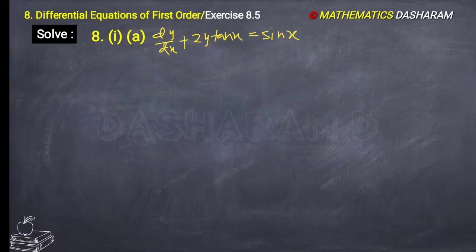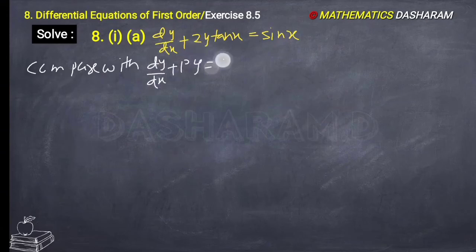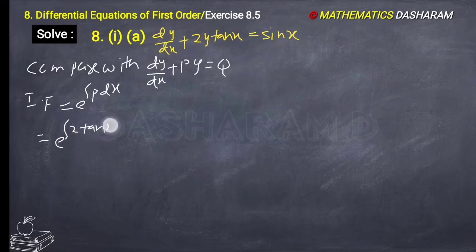8th bit first question, dy by dx plus 2 into y tan x equals to sin x. So let's compare with the standard form, that is dy by dx plus p into y equals to q. Here p value is 2 into tan x, q value is sin x. So then integrating factor equals to e to the power of integration p dx. So e to the power of integration of p value 2 into tan x dx.